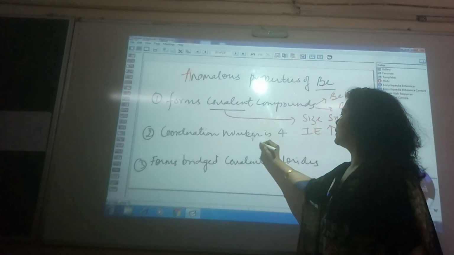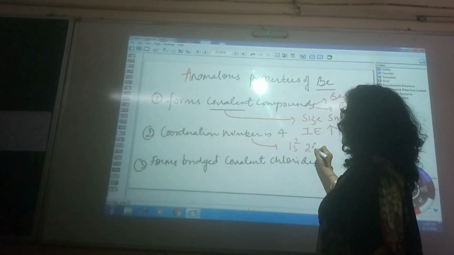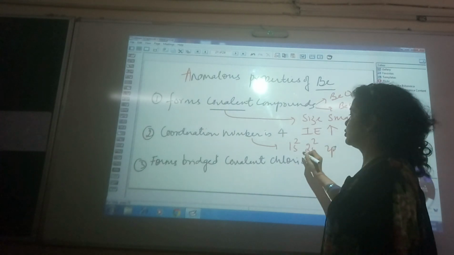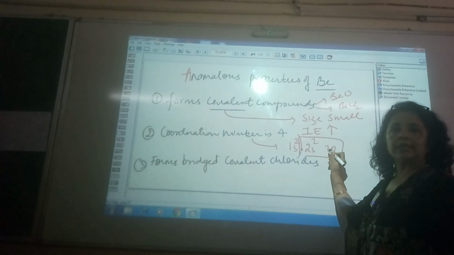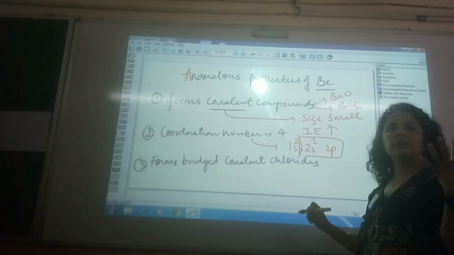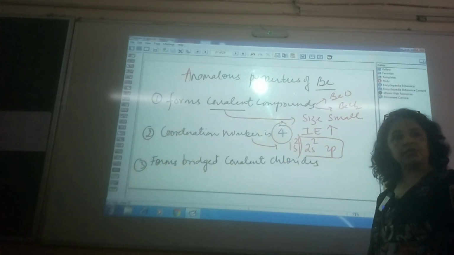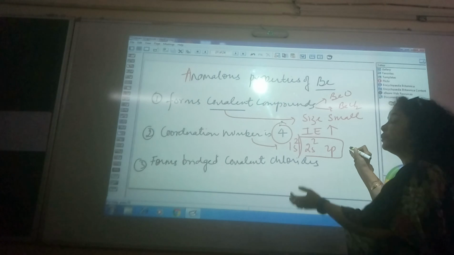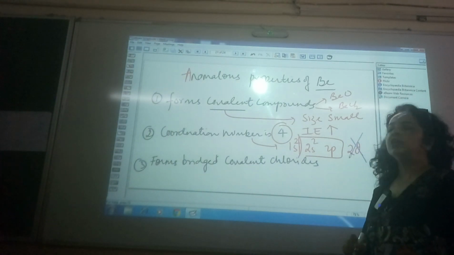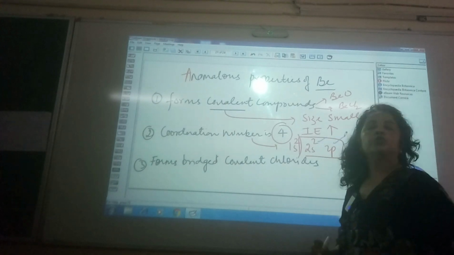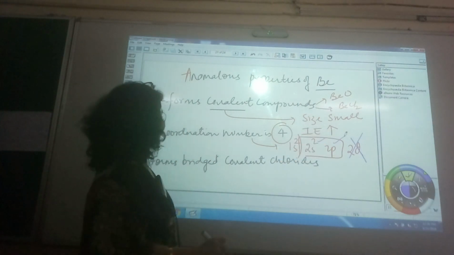Why so? Because beryllium's electronic configuration is 1s2, the first shell, 2s2, and that's it. You do have a 2p, which is vacant. So in all, you have s and 3p subshells, therefore a total of 4 orbitals, which gives it a maximum covalency of 4. The rest of the members do have a 3d. Here you do not have anything called 2d. So the only possibility is s and p. So the total orbitals will be 1s and 3p. A total of 4 bonds can be formed.